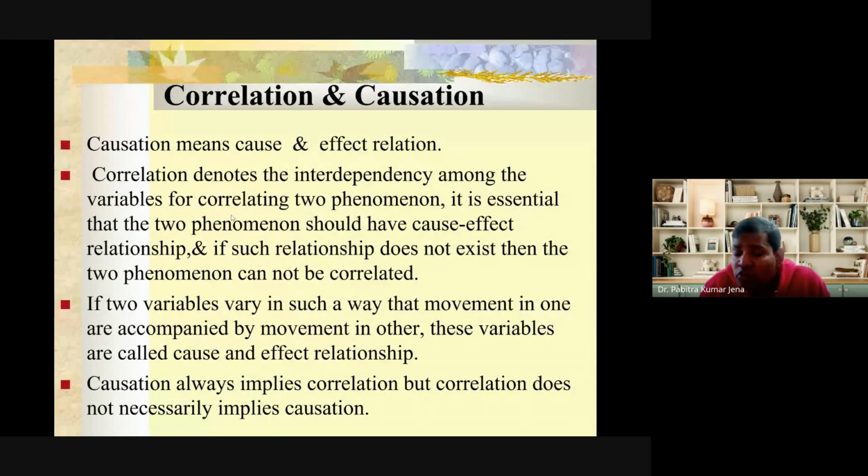Then the second concept, you should understand correlation and causation. That is a very important concept. Causation always implies correlation. That doesn't mean that if there is a correlation, then there is a causation. If there is a correlation, it doesn't mean there is a causation. But if there is a causation, then there is a correlation. That is the relation between correlation and causation. Like when you talk about the concept of Granger causality.